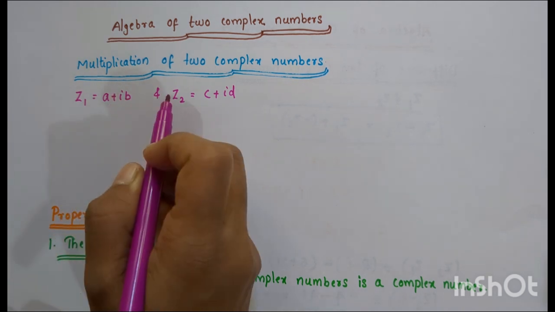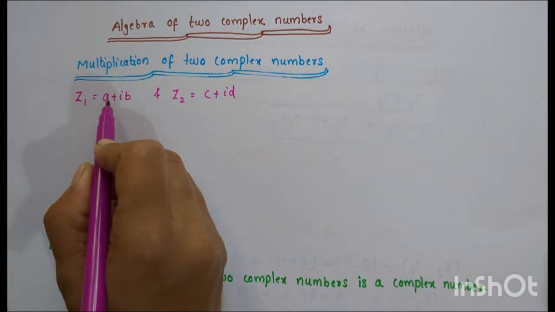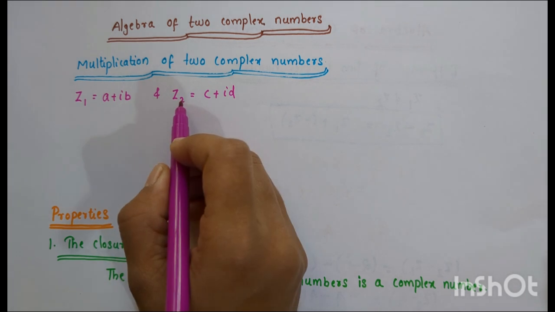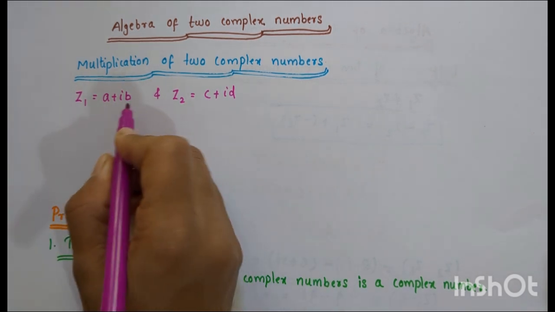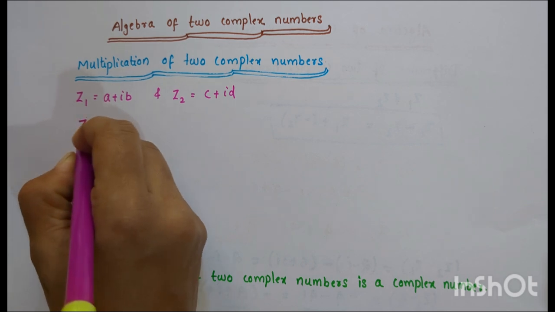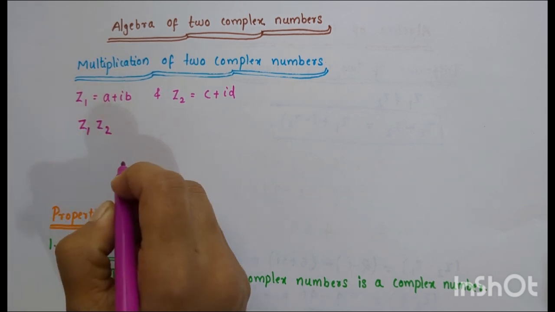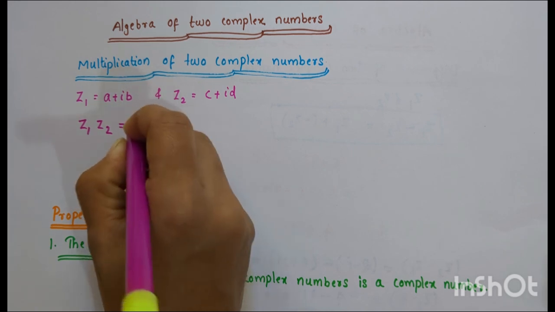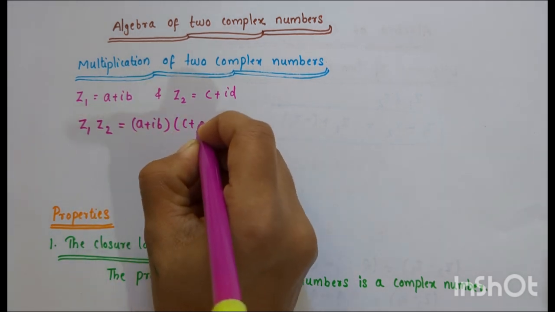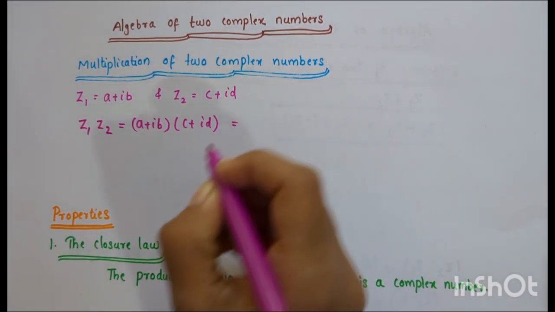For that, I am considering two complex numbers, z1 is equal to a plus ib and z2 is equal to c plus id. Now multiplication means we have to find their product, that is z1 into z2. That will be equal to what? z1 is a plus ib into z2 is c plus id. This will be equal to what?